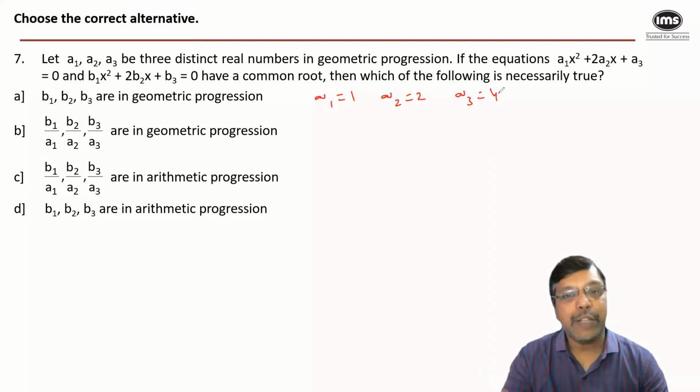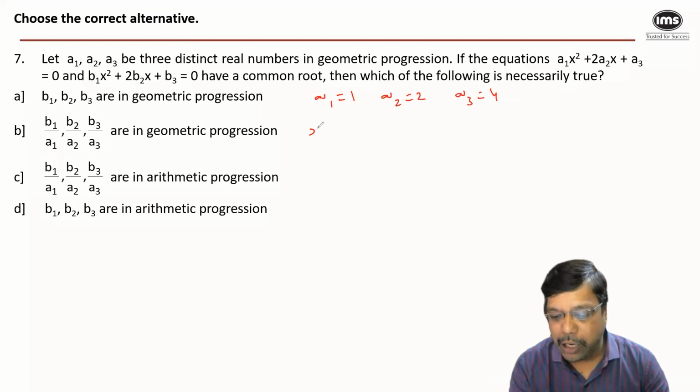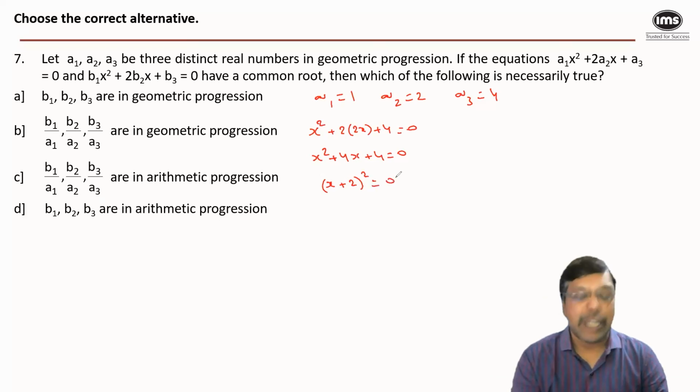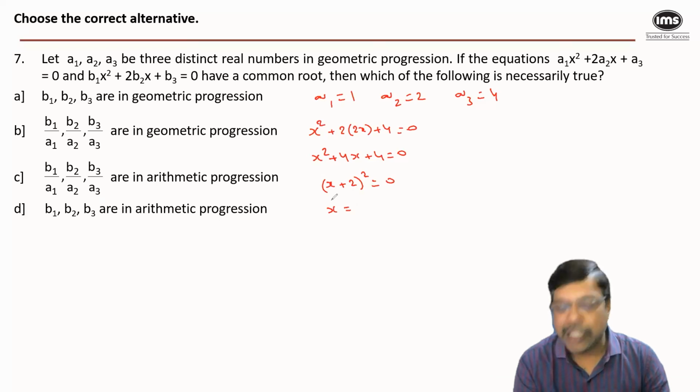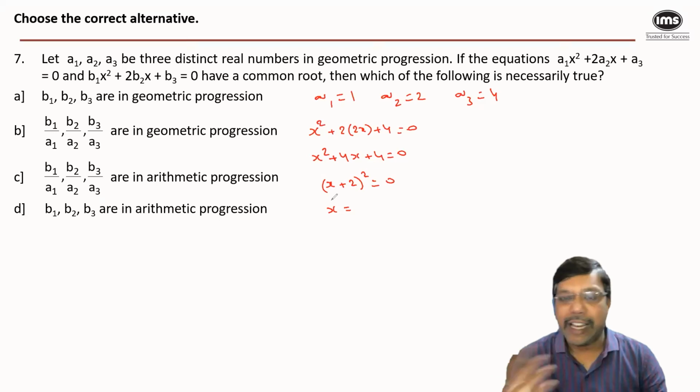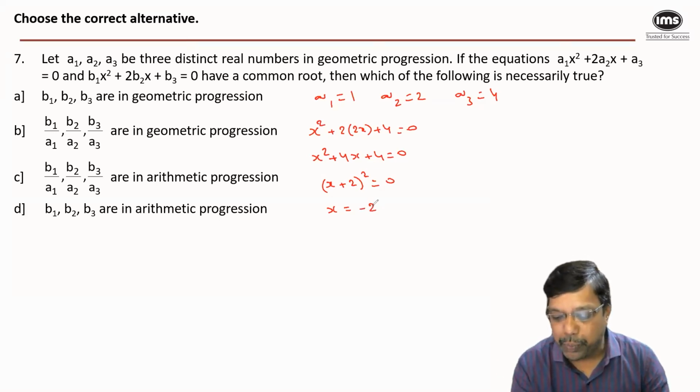Now, substituting these values in the first equation, the equation becomes x square plus 2 into 2x plus 4 equal to 0, or x square plus 4x plus 4 is equal to 0, which can be written in the form x plus 2 whole square is equal to 0. Thereby, I get that this is a quadratic equation which has one root repeated twice, which is minus 2.